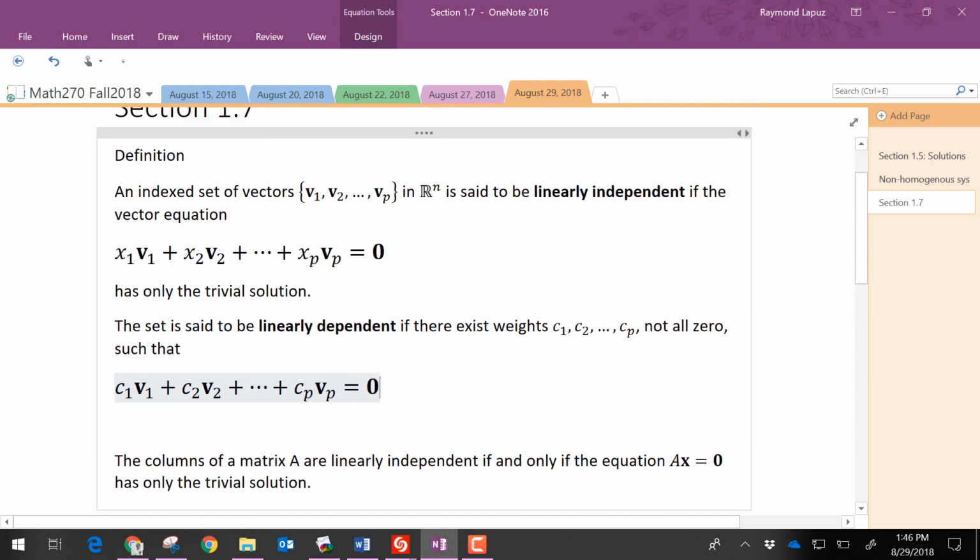What is important is some consequences of things that are linearly independent or linearly dependent, and that fits in with the stuff that we're talking about, systems right now. Later on, we'll talk about other things, but the idea of linear independence is important. So this is how they define linear independence.